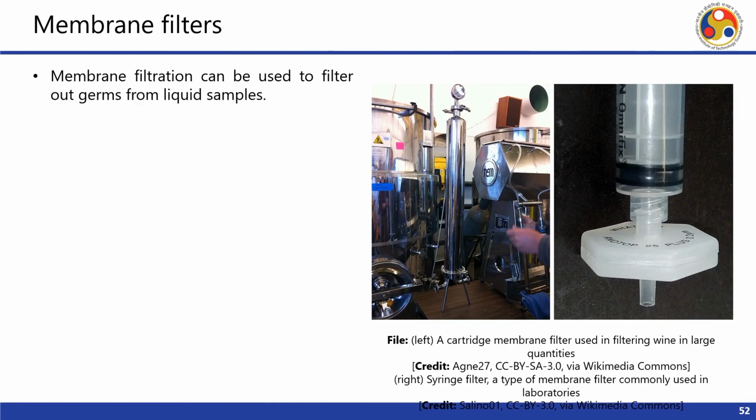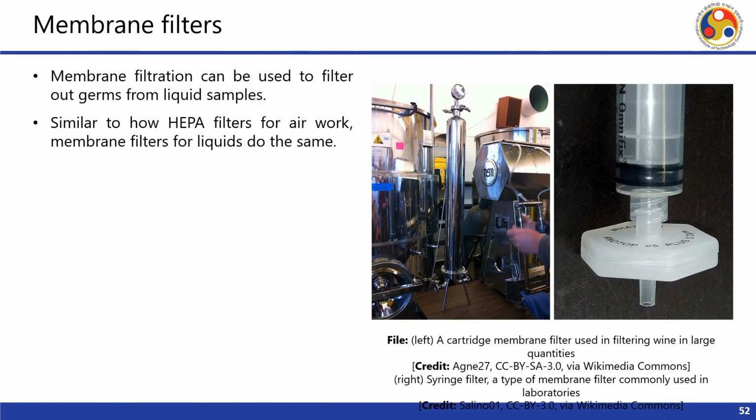So, another kind of filter is the membrane filter. These membrane filters can be used to filter out germs from liquid samples. So, here is a membrane filter used in filtering wine in large quantities on the left side, and on the right side is a syringe filter, which is a type of membrane filter commonly used in laboratories, for example, in sterilizing heat labile substances which can be dissolved in liquids.